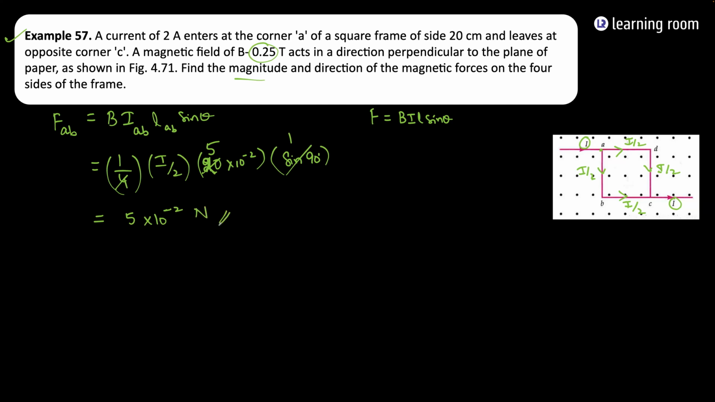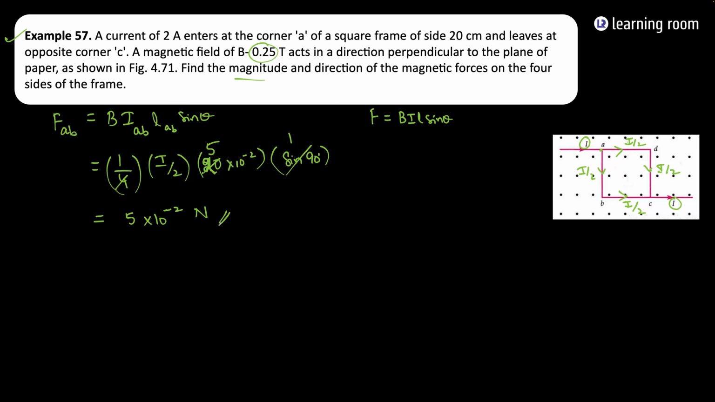So 5 into 10 power minus 2 Newton, but what is going to be the direction? For that, use the Fleming's left-hand rule. Forefinger in the direction of field. Central finger in the direction of current. Extend the thumb. This is the direction. So this is the direction of force.